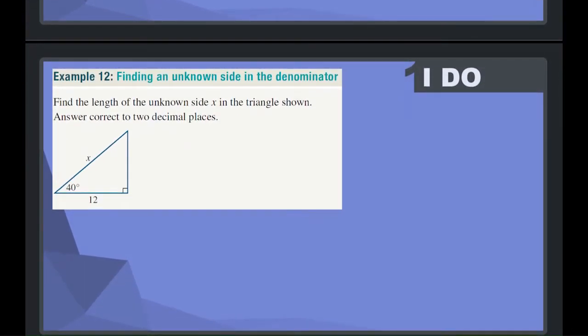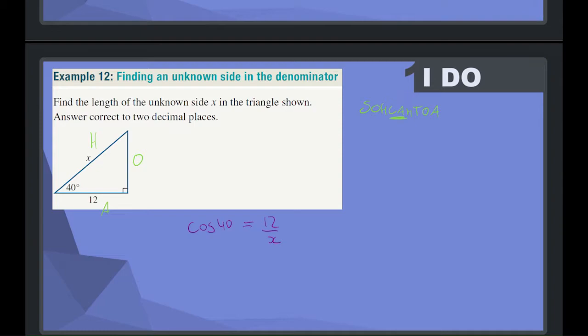All right. I'm going to answer this one for you. We've got adjacent and hypotenuse. So our SOHCAHTOA tells us we need to use cos. I'm going to write down all the info that the question gives me. Cos 40 equals 12 over x.